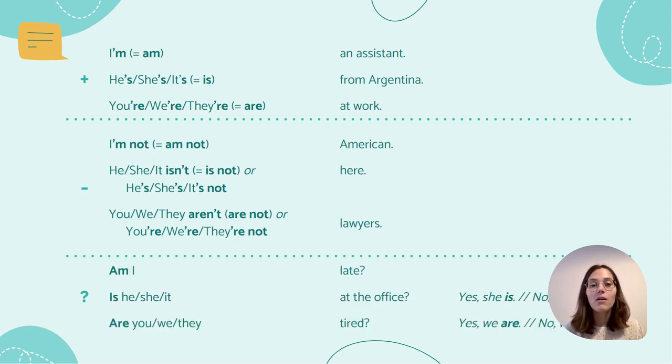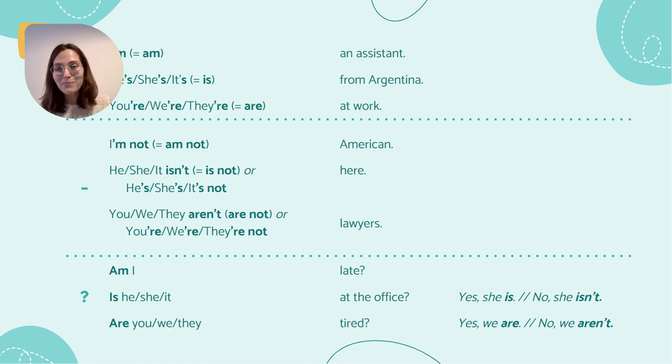And the verb to be is also very practical when it comes to making questions because it just needs to move to the very beginning of the structure. It doesn't need any other extra element. So we make questions by structuring them as am I late? Is she at the office? Are we tired? These questions that we call yes no questions are answered by means of yes or no.